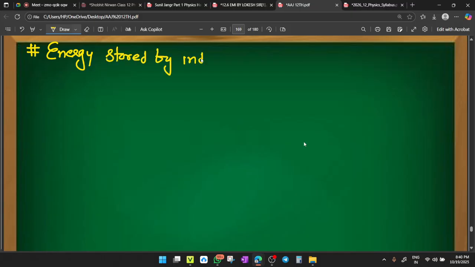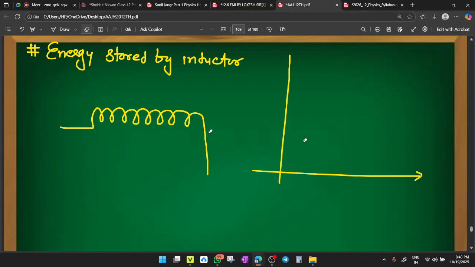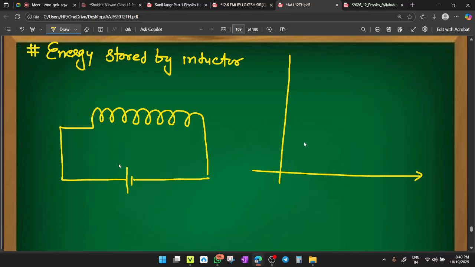Okay, guys. So our next topic is energy stored by an inductor. See the situation. We have a DC source. We have connected this DC source with a coil. This is the coil. And we have connected this coil with a battery of some voltage. Okay.